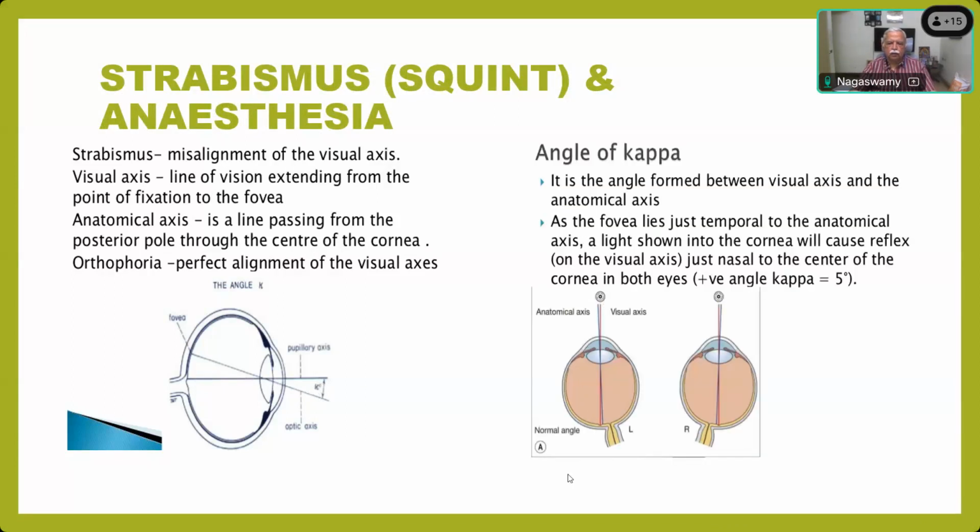This is the other view, where you can see the visual axis lies lateral to the optic nerve, on the fovea. So this is the normal angle. It is about 5 degrees positive.